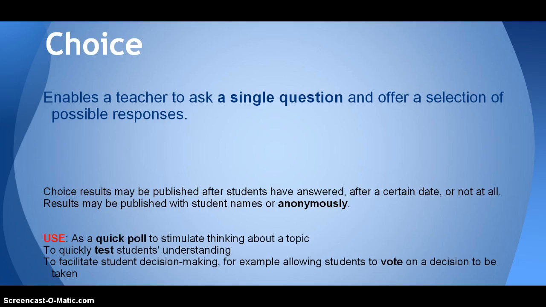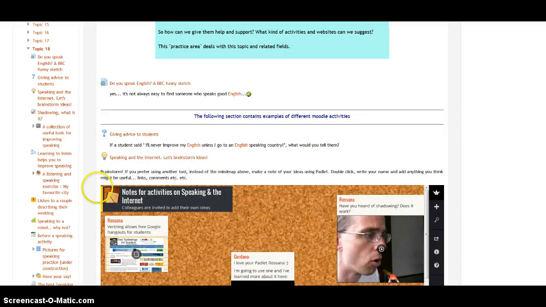You can use the choice for a quick poll, for a quick test, or maybe for decision making, to vote on a decision to be taken in class together. This is the example of a choice. The icon is a question mark, and you can display the question in the course area, and then students will click here and answer your question.